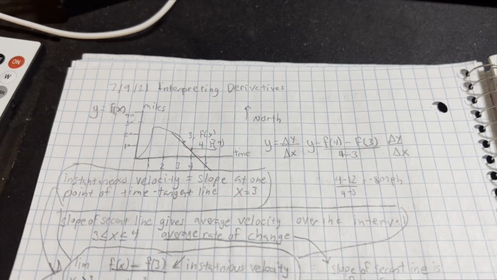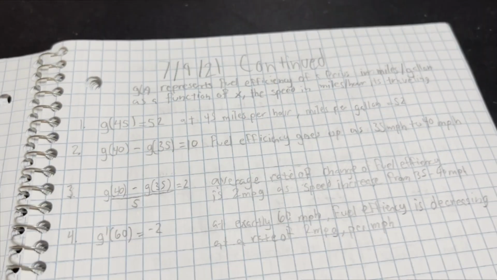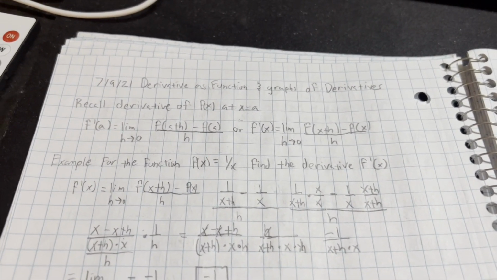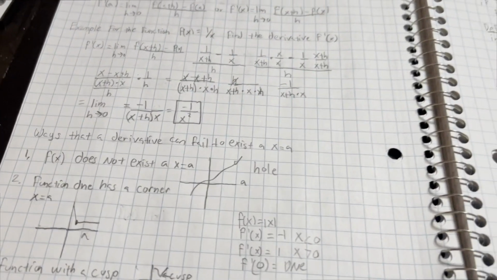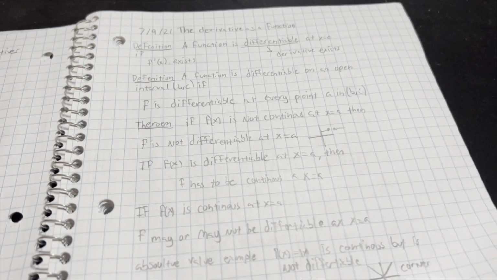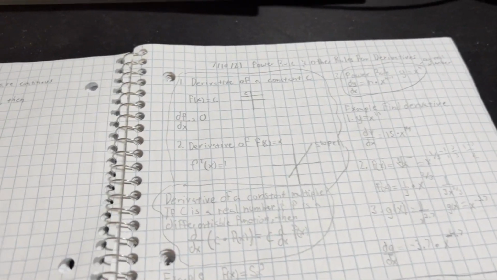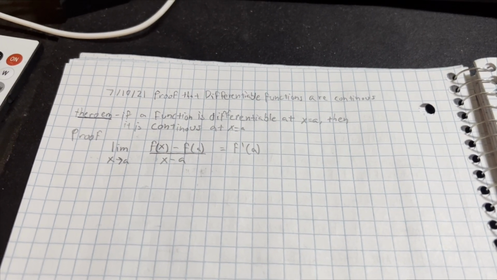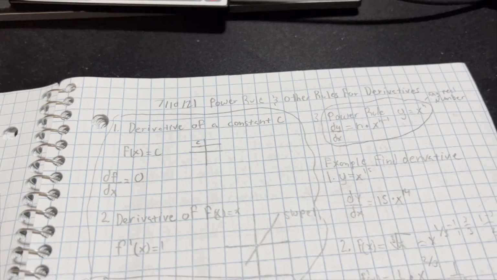Interpreting derivatives. I don't remember much of this at all. Continued, and I guess it was enough where we had to do 2 pages. Derivatives of function and graphs of derivatives. I don't really remember much of this either. I remember there was like a hole, if it doesn't exist somewhere. The derivative as a function. Don't really remember too much of that. Prove that if derivative functions are continuous. I guess I didn't prove it. I just left it. Power rule and other rules for derivatives.